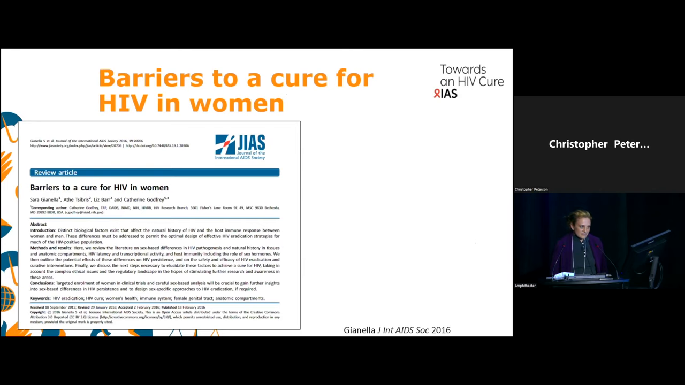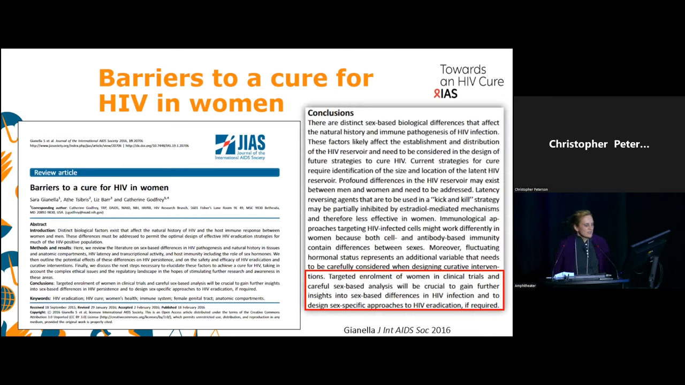We heard a lot about that this morning, and so I don't need to belabor that point now, but there are a number of both sex and gender-related factors that will be important to consider when developing a cure that will work for women, cisgender, transgender women, and individuals assigned female at birth. So it will be important to have targeted enrollment of women in clinical trials, as well as careful sex-based analysis in order to really understand both the biologic mechanisms, but also the social determinants that will make HIV cure perhaps different for women than for men.